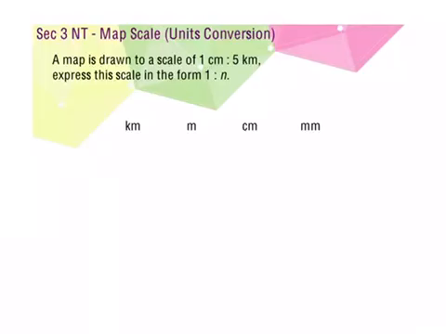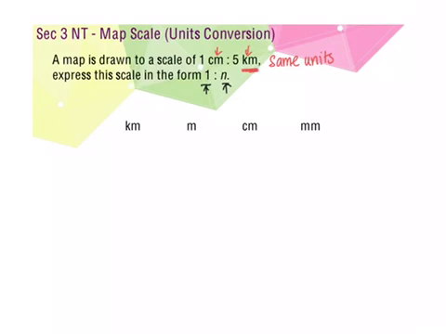Map scale. Now this part of the chapter will be doing units conversion. For example, a map is drawn to a scale of 1 cm is to 5 kilometers. Express this scale in the form 1 is to n. Now when we have the ratio 1 is to n, there are no units on both sides, so we must make sure both of them are converted to the same units. Hence, we need to convert kilometer into cm.